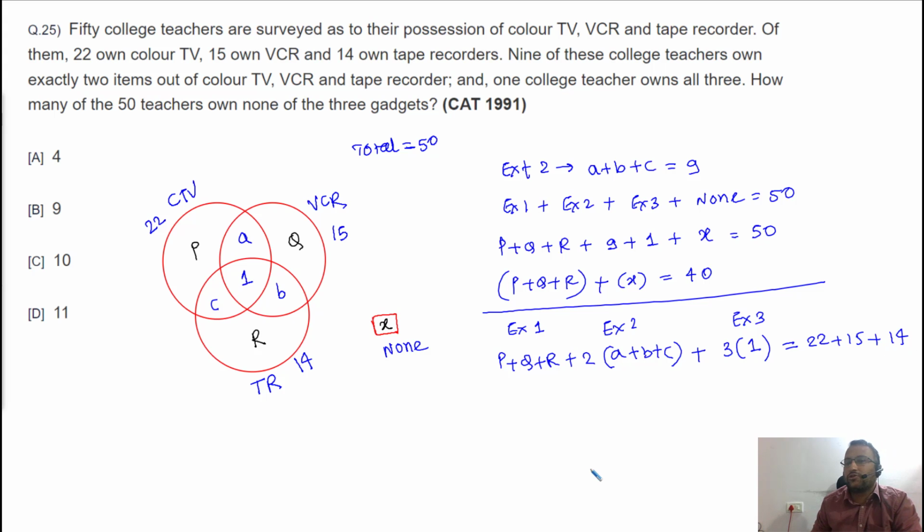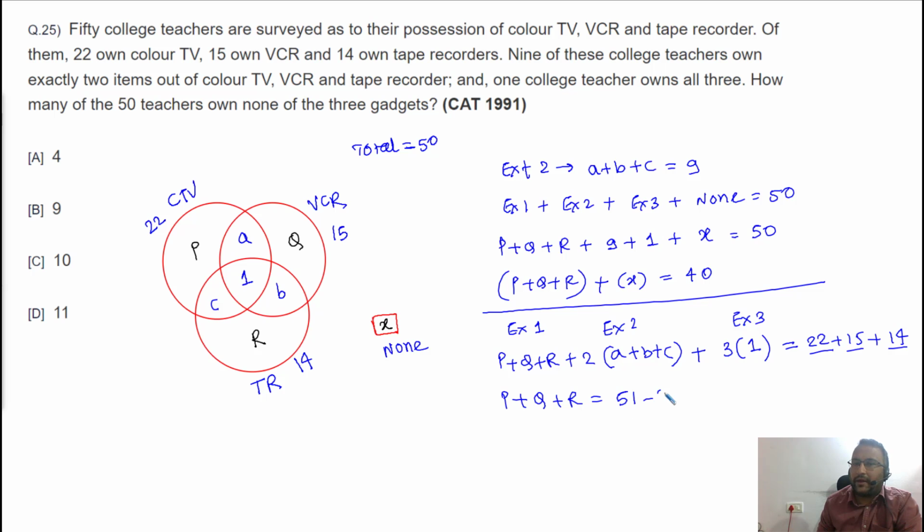So let's solve this equation. You will get the value of P plus Q plus R. P plus Q plus R, this addition is equal to 22 plus 15 plus 14. How much is that? 22, 27, 31, 41 and 51.